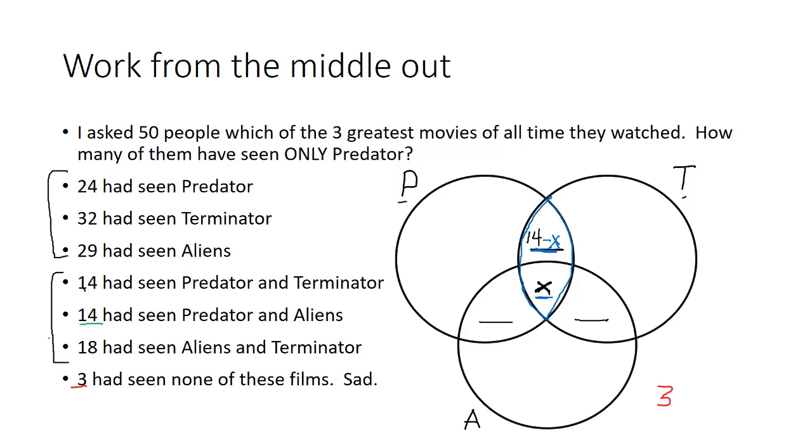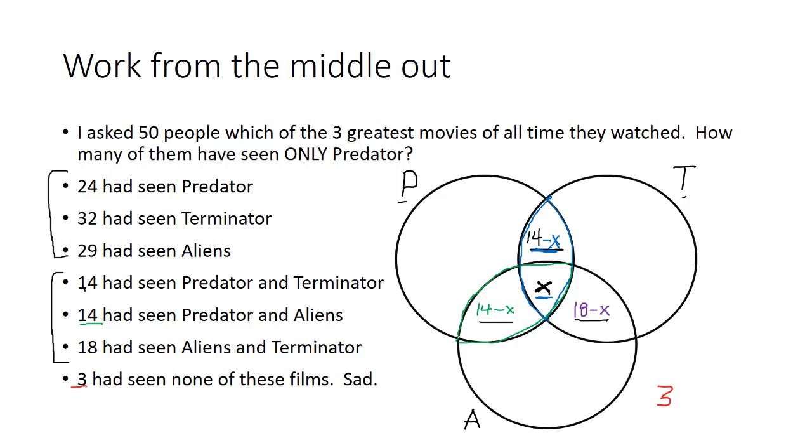14 had seen Predator and Aliens. That's the same deal here: 14 minus x, because we're talking about this sector in here. And 18 had seen Aliens and Terminator. Not bad. So there we go, we've gotten those dealt with. Very similar to the 2-set Venn diagram previous. Same idea.